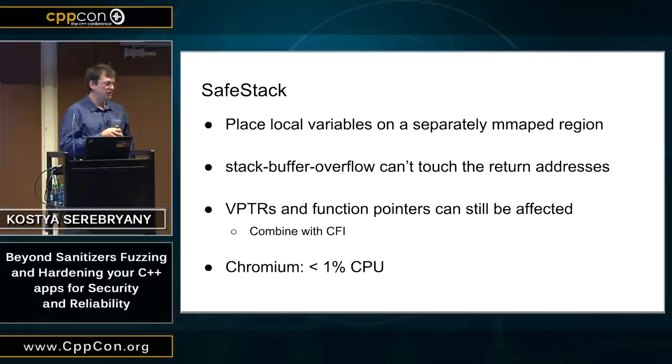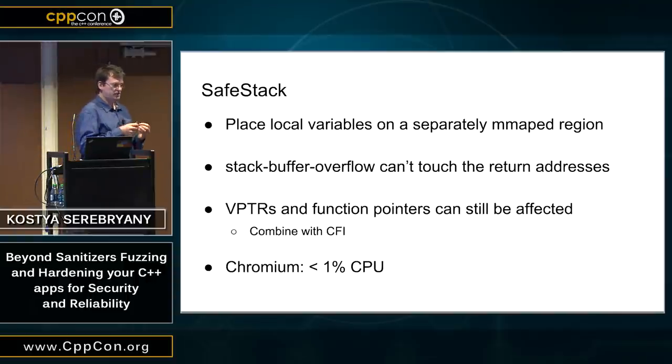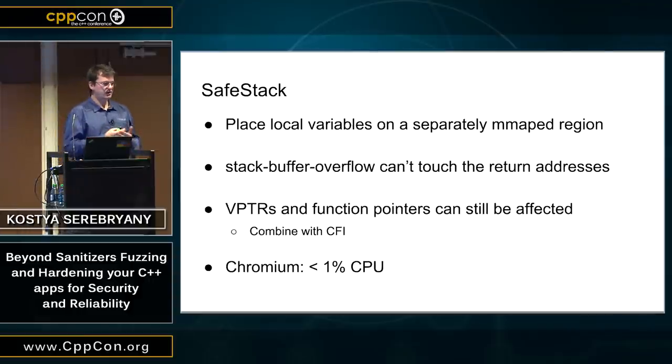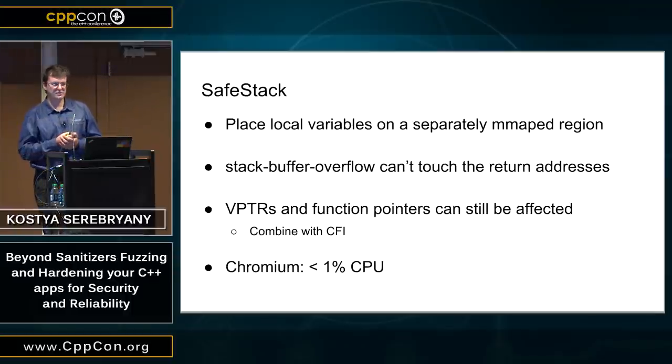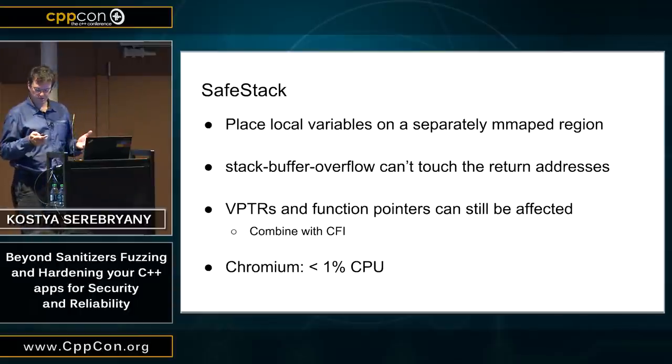Of course, an attacker would still be able to overwrite your function pointers or vtable pointers, etc. So this protection by itself is rather weak, but if you combine it with CFI, which I just explained, you get much better protection. And again, we don't see any performance loss from this protection. So there is almost no good reason to not use it in production.